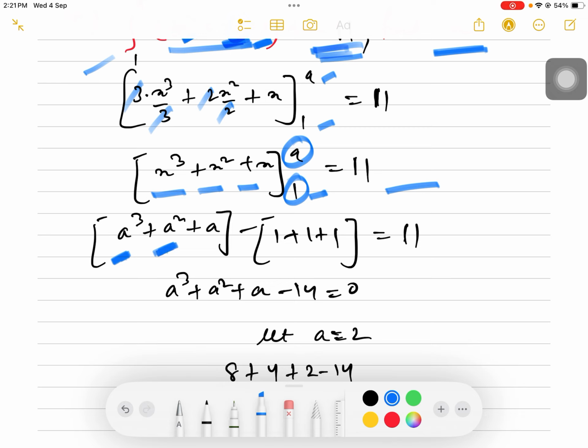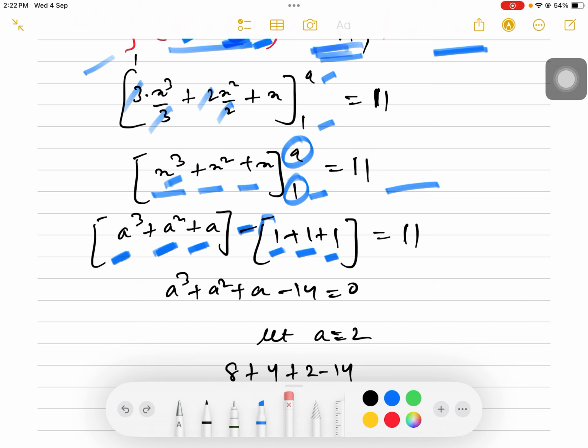So x cube means a cube, plus x square means a square, plus x means plus a. This is our higher limit, where instead of x we kept a. Now minus lower limit, which is 1. Instead of x we keep 1. So x cube means 1 cube is 1, plus x square means 1 square is 1, and plus x is plus 1.